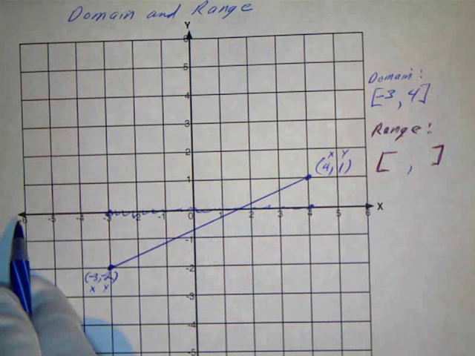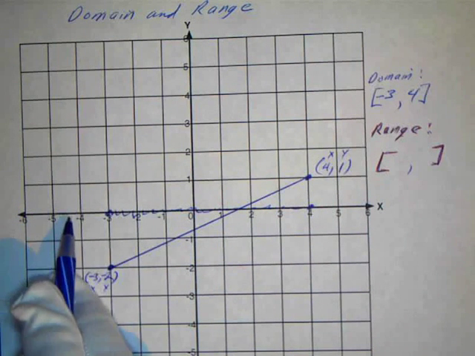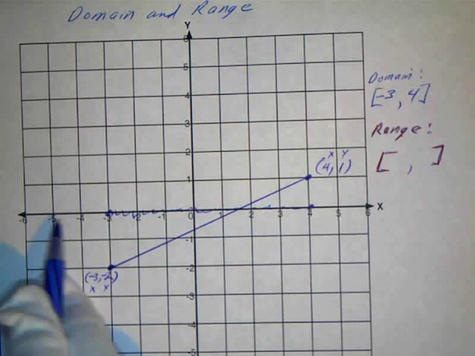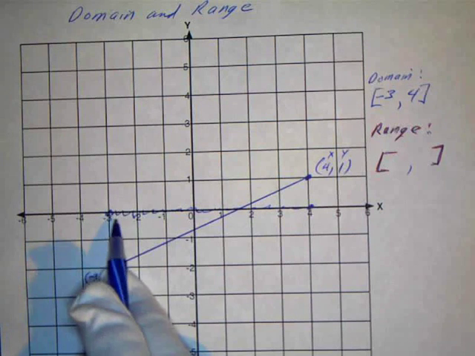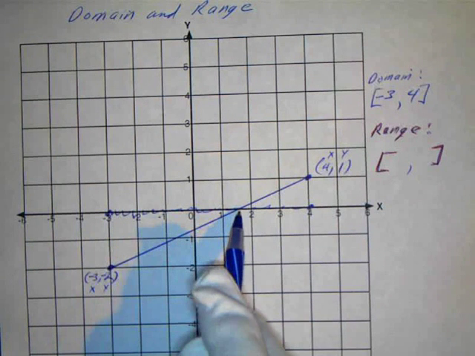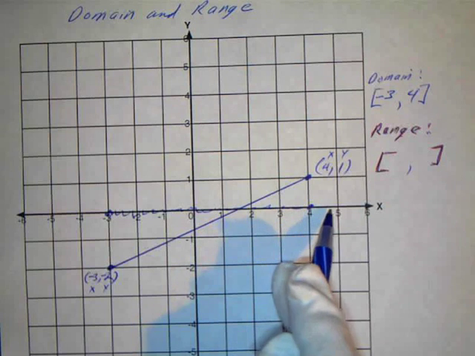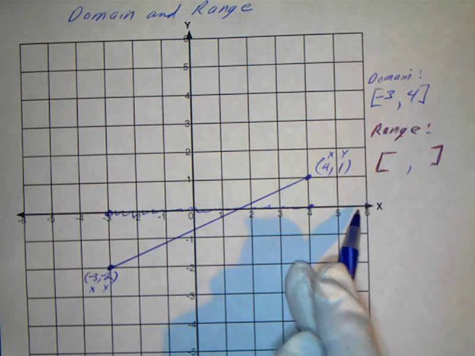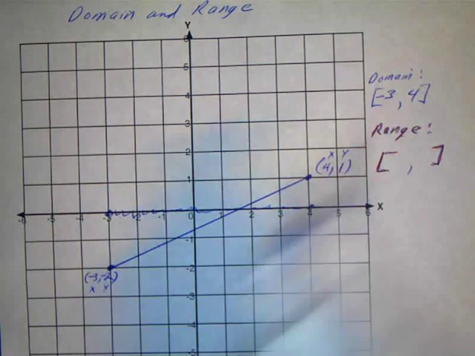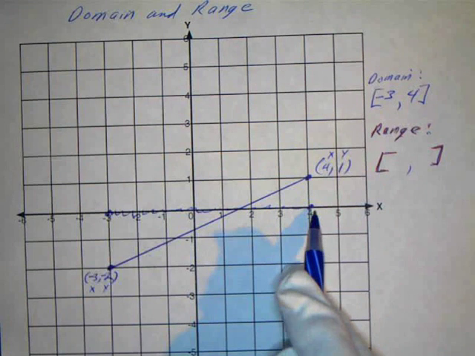In other words, if you were walking along the x-axis, if you looked up or down, you wouldn't see any function until you got right to -3, and then you'd see the function right in front of you. Then after that, if you looked up or down, you wouldn't see any function. So that's the domain, from -3 to 4 inclusive.